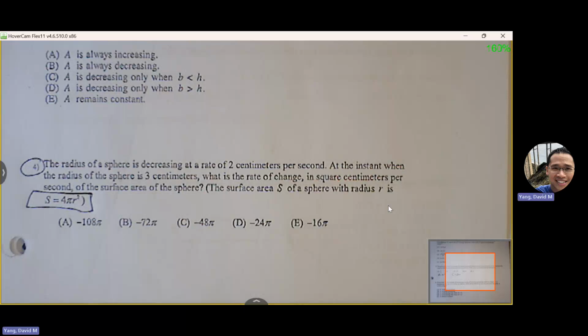On the AP exam, they tend to not give you any formulas, but they will give you formulas of volume of shapes. So if it's surface area or volume of a sphere or of a cone or of a cylinder, those will be provided for you.